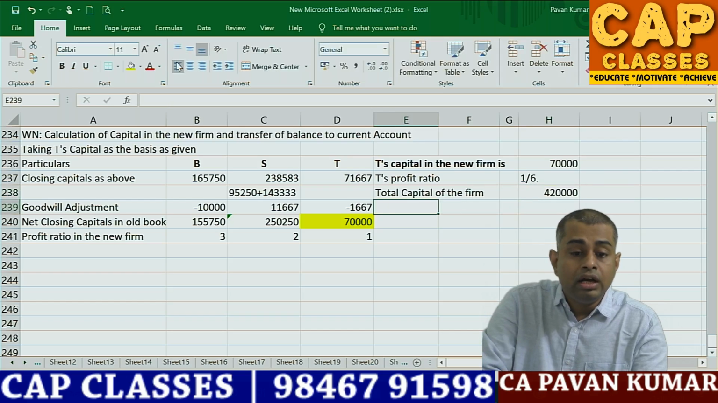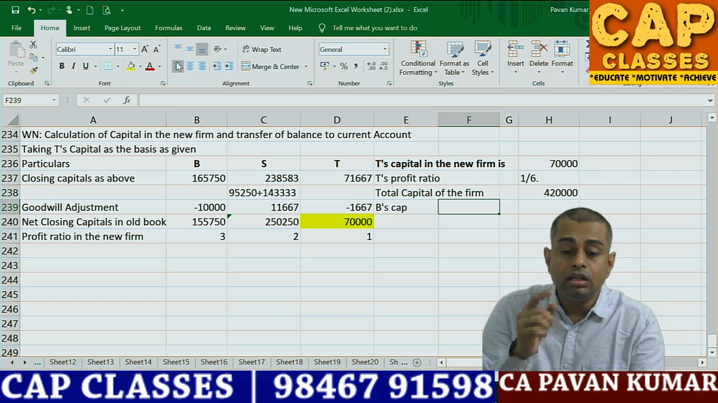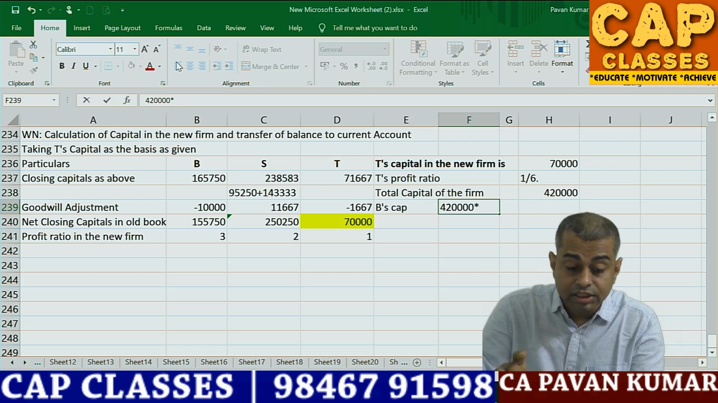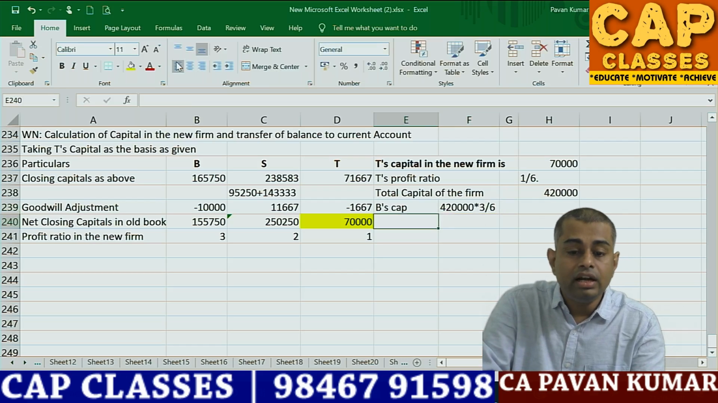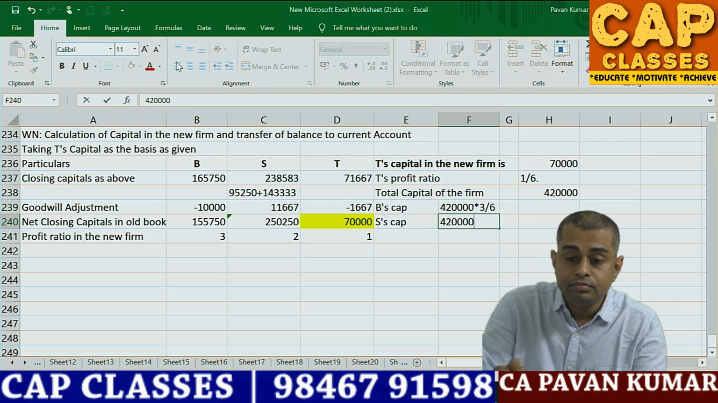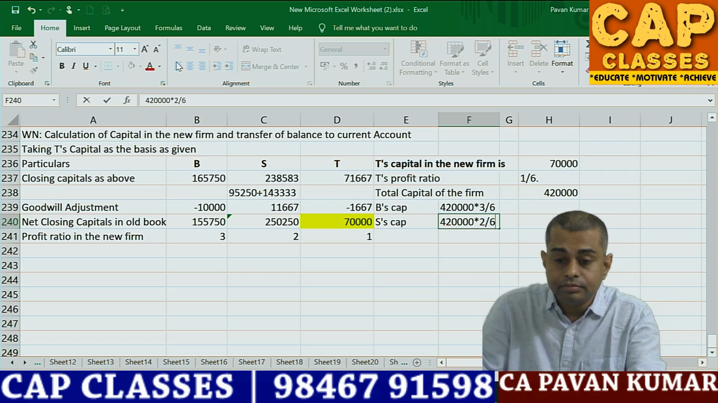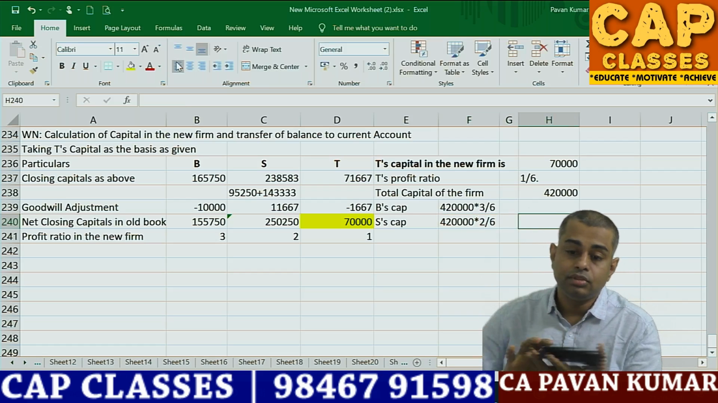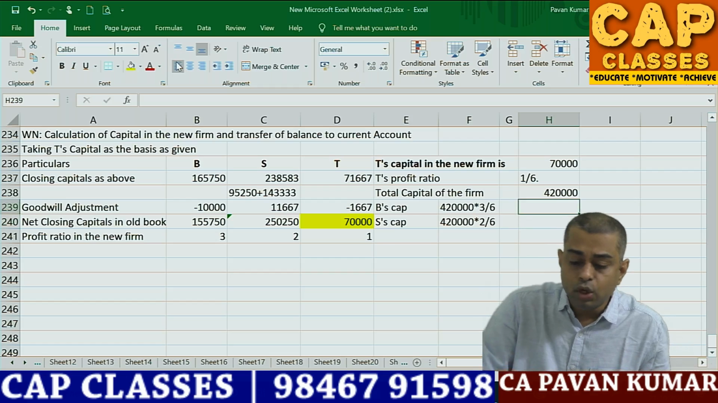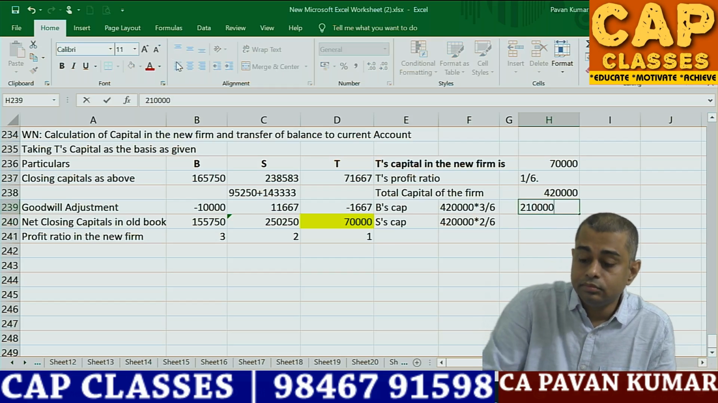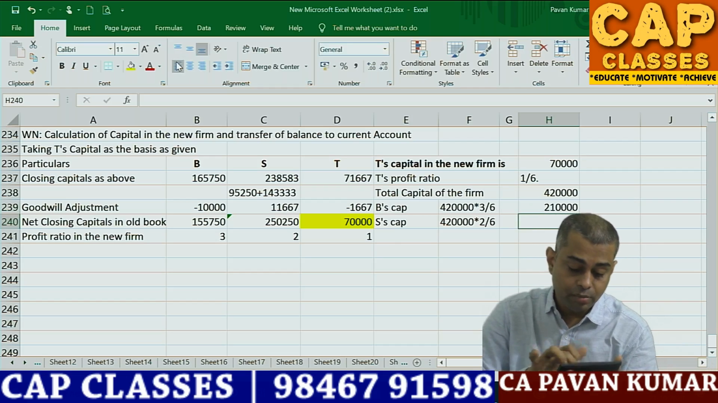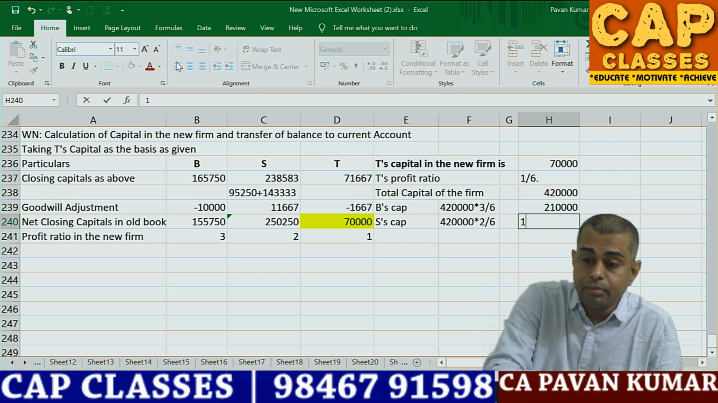4,20,000. So B's capital is 4,20,000 into 3/6. Then S's capital is 4,20,000 into 2/6. So calculate 4,20,000 into 3/6. It must be half, no? So it must be 2,10,000 for him. For this guy, 4,20,000 divided by 6 into 2. It is 1,40,000 for him.